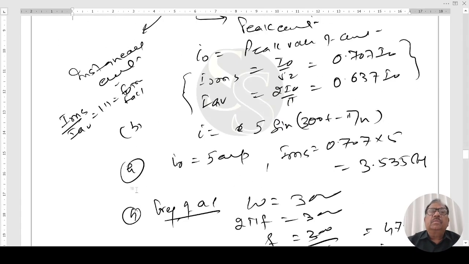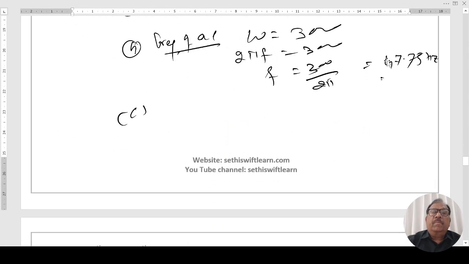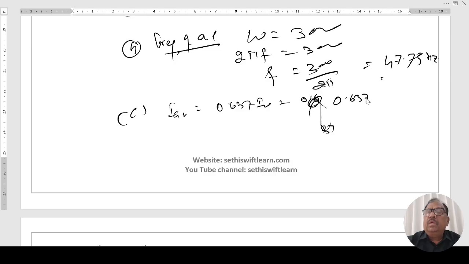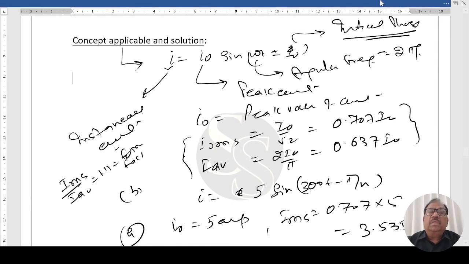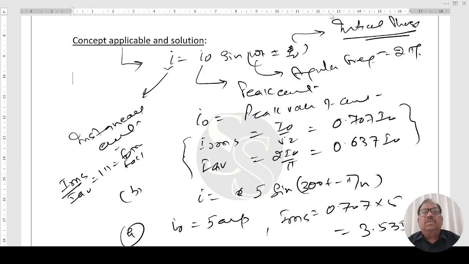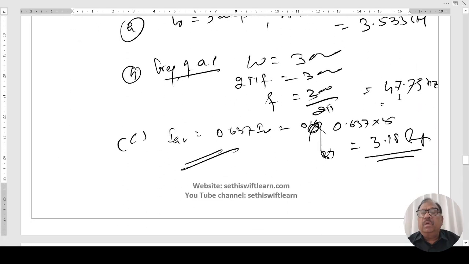C part. C part is average current. I average is equal to 0.637 of I naught, that is 0.637 into 5. On simplification, this comes out to be 3.18 ampere. This is all about the peak value. For instantaneous current at a particular time, we put the value of t here and find the answer. That will be the instantaneous one, right?